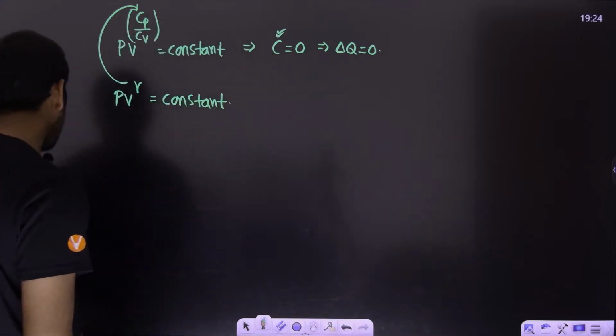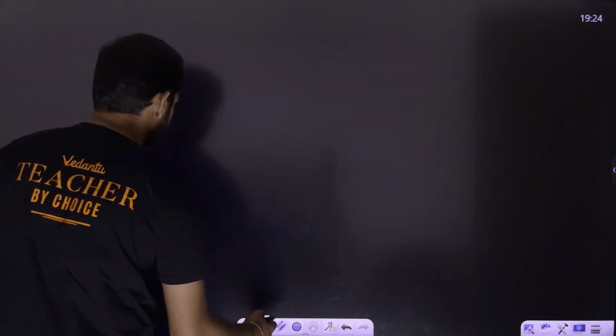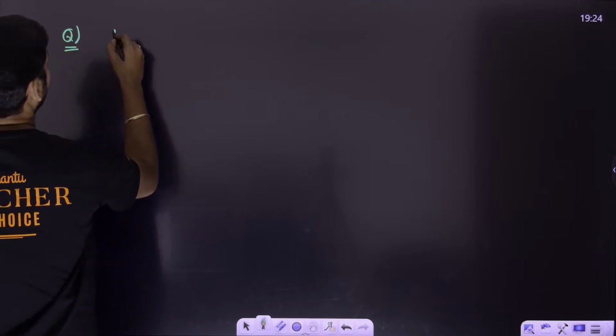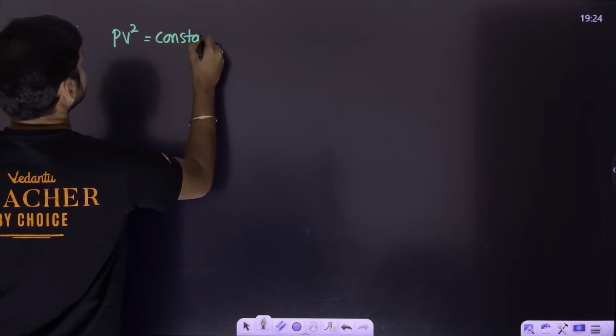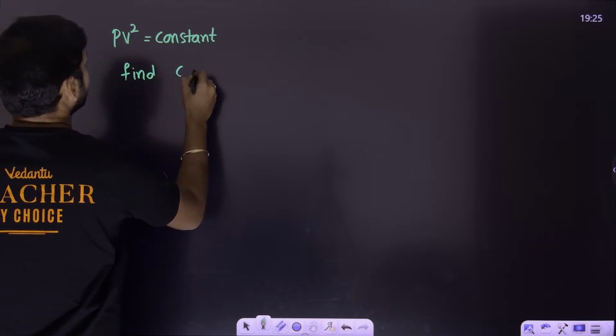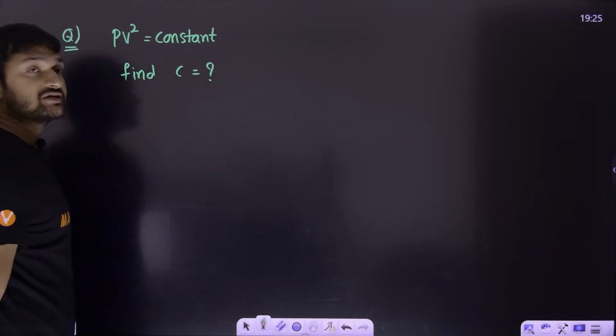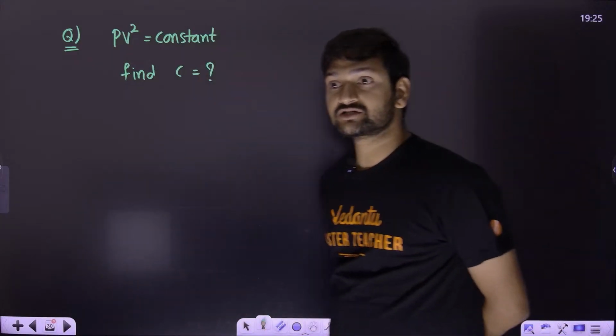I would love to give you some questions. Look, they have given PV square is equal to constant, right? And they are asking to find the molar heat capacity for this process. Find the molar heat capacity for this process.